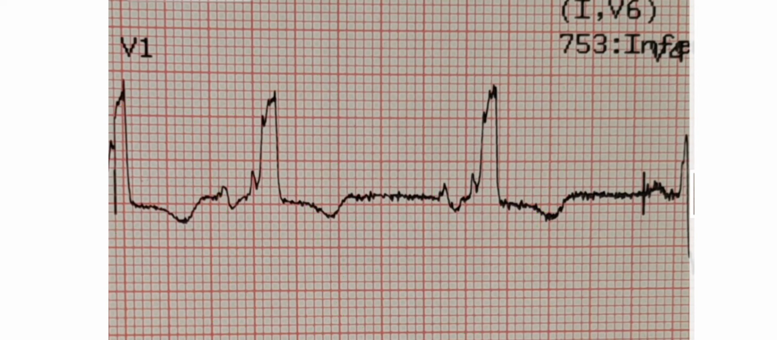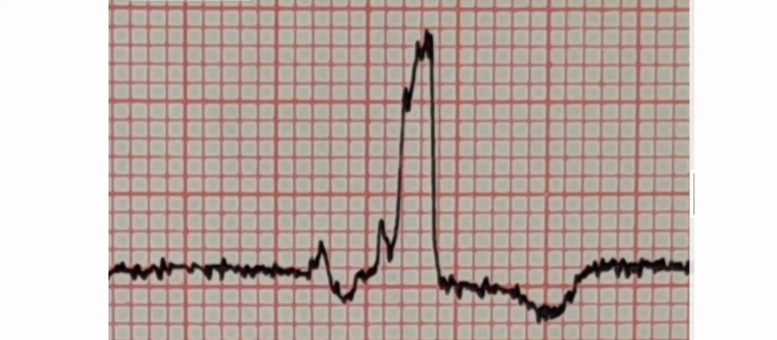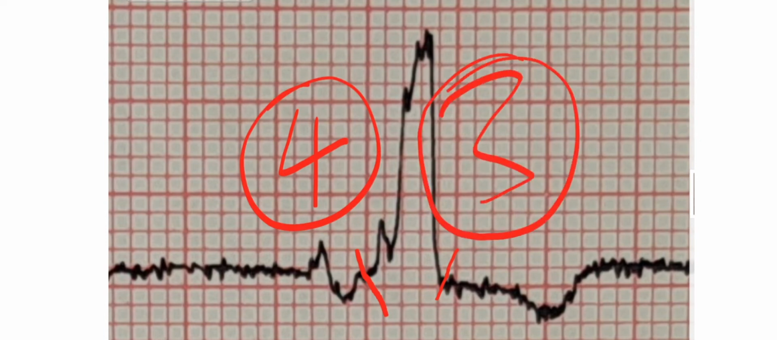But before we can get excited, let's count the number of boxes. If we start counting from here, and we count from here, how many small boxes are there? It's 1, 2, 3, 4. So we've got 4 small boxes, and we know that we're supposed to have 3 small boxes for us to have a normal QRS complex. In this case, we've got 4. So we are confirming that actually we do have a broad QRS complex in this ECG.